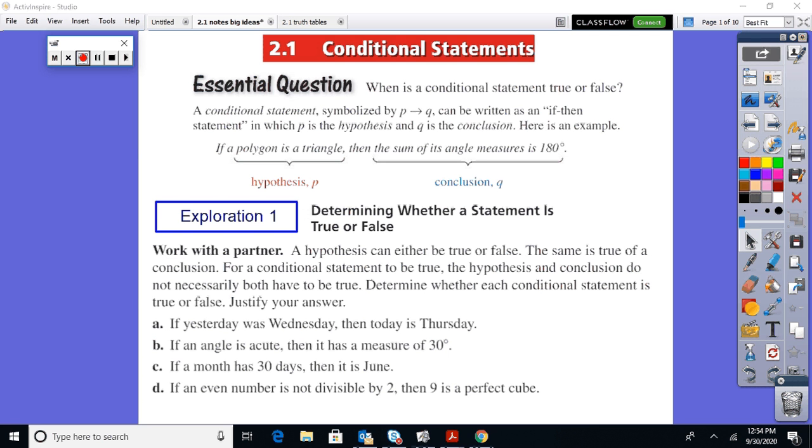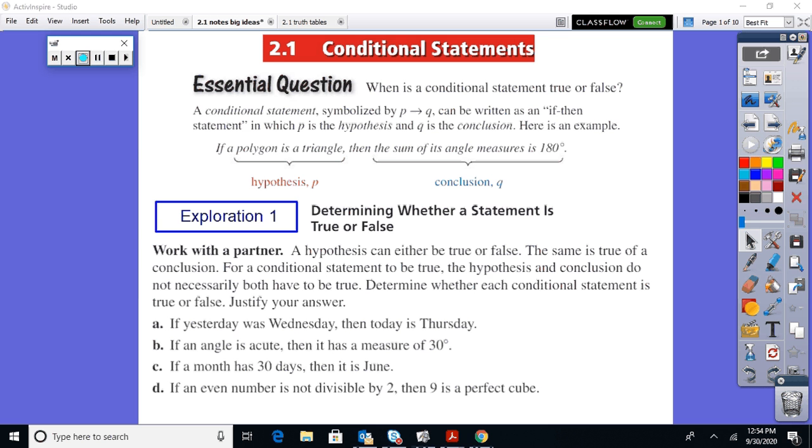All right, friends, welcome to Chapter 2. We begin with 2.1, conditional statements. A lot of words in this section, my friends, a lot of vocabulary. And we are training ourselves to think like geometers. And we start to write proofs, which is usually the most challenging thing that geometry students have to encounter.